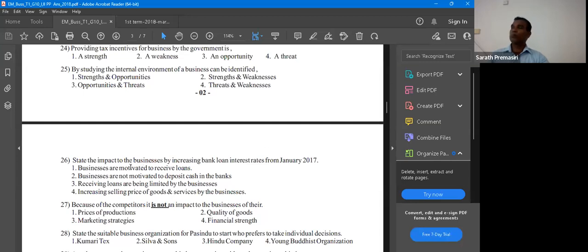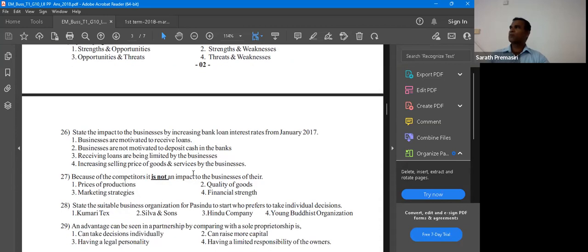When the bank interest is increased, businesses are not motivated to deposit? No, deposits are motivated. Obtaining loans, they are demotivated. Receiving loans are being limited by the business. Increase in selling price has no relation to this. Then number three is the answer. Number three is the answer.